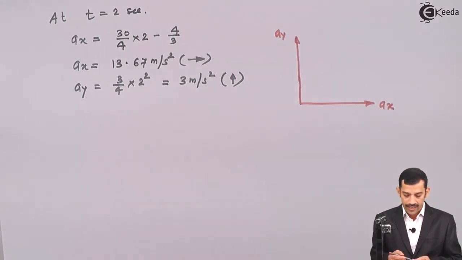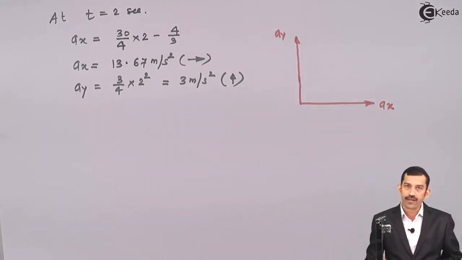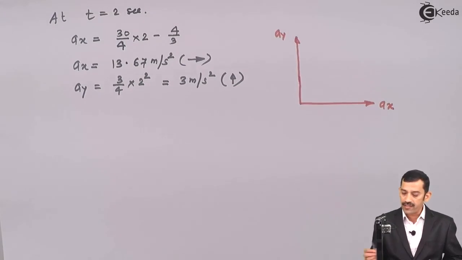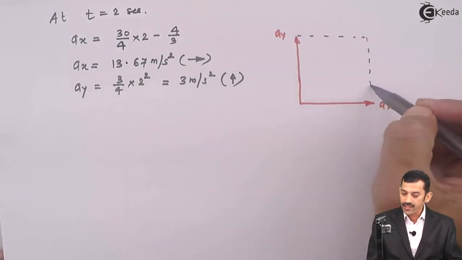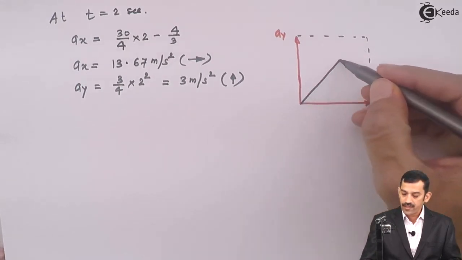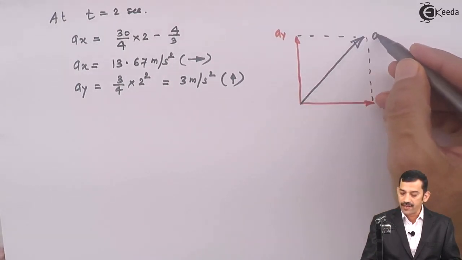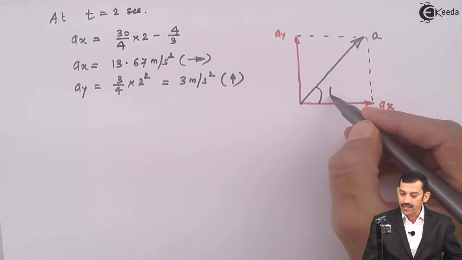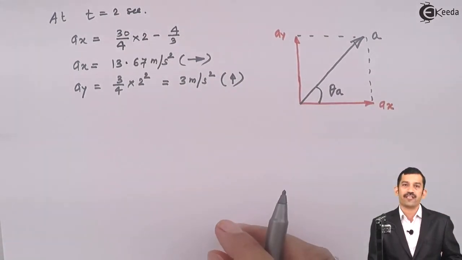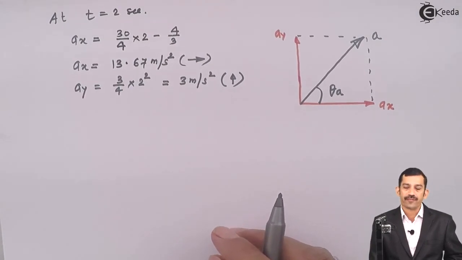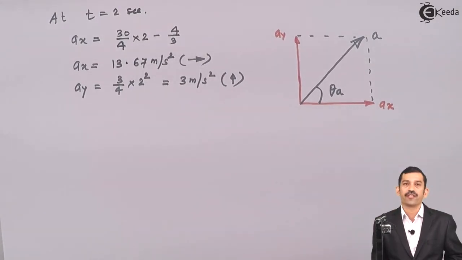Now using Ax and Ay, applying Pythagoras theorem, you will get the resultant acceleration. That resultant acceleration is in the first quadrant. This is the resultant acceleration A, and the inclination of acceleration I will write as theta suffix A, where suffix A stands for acceleration. Theta A represents what? Inclination of resultant acceleration with the horizontal.